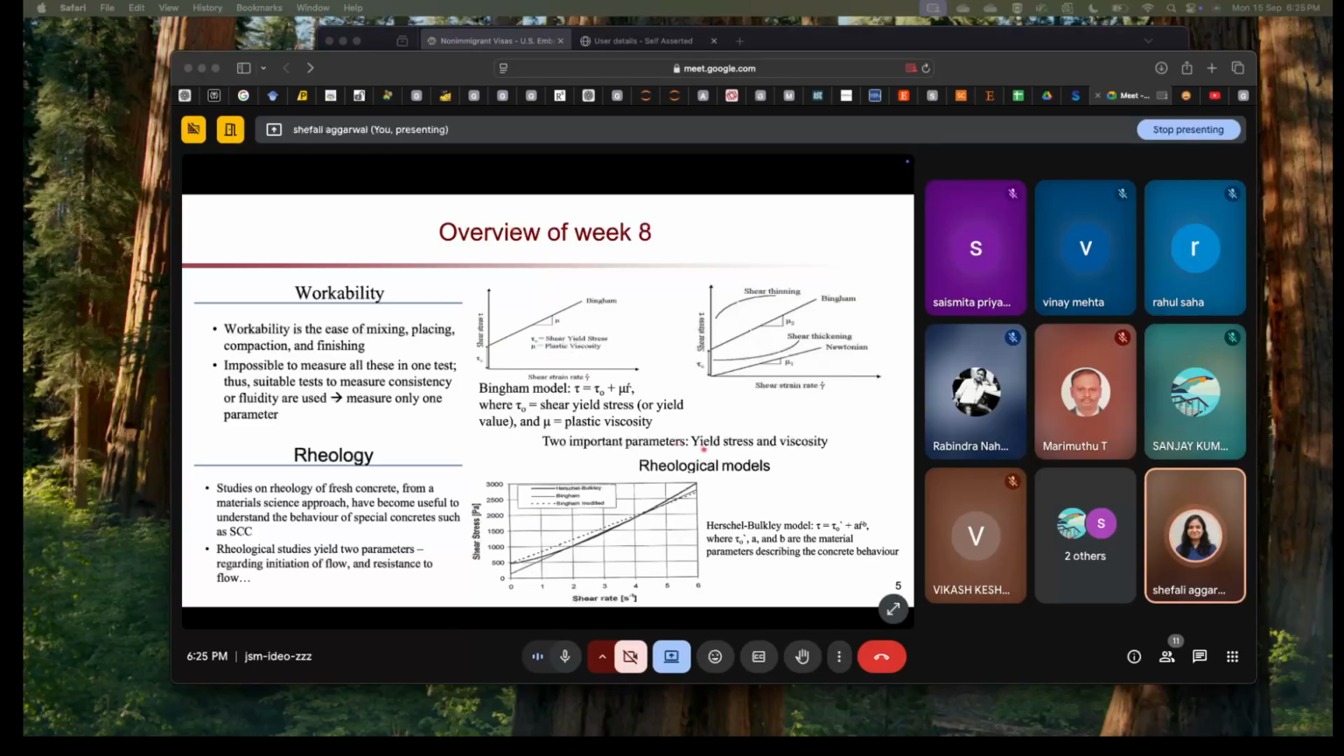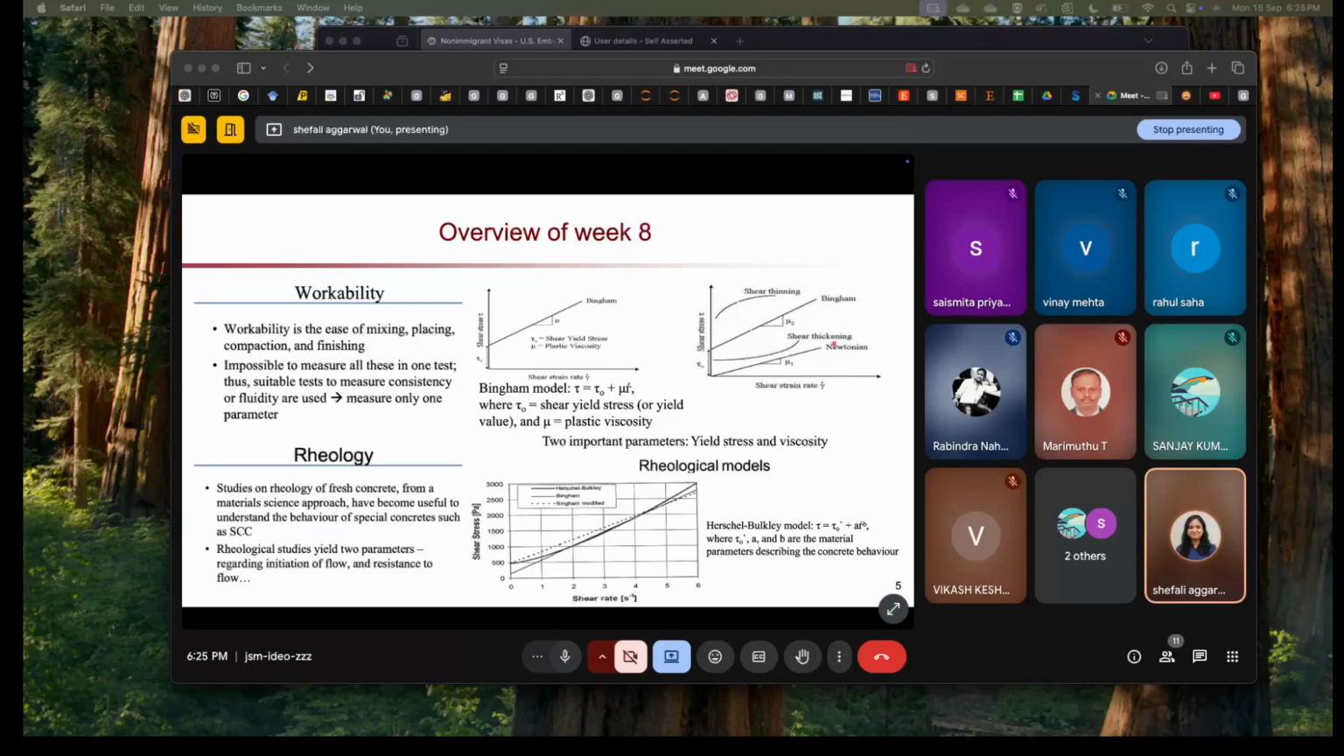As we said, these two are the important parameters which will give us the rheological properties. How are these two parameters calculated? This initial gap will give us the yield stress, and the slope of our curve will give us the plastic viscosity value. This is the Bingham model. Then we have the Newtonian model.